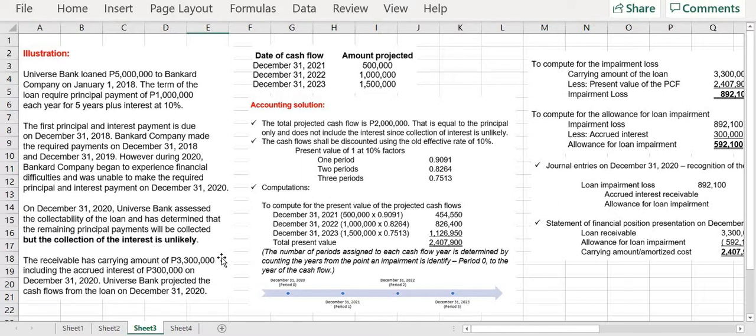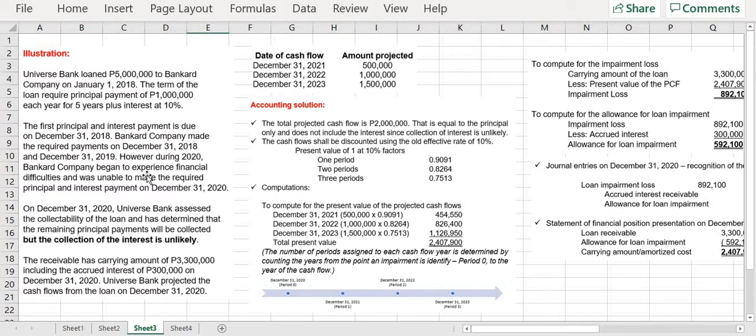So, paano kinuha si 3,300,000? Di ba, 5 million ang loan receivable, ang loan, okay? Less 1 million na binayad sa 2018, less 1 million na binayad sa 2019, that's 2 million. That's 5 million minus 2 million, kaya may 3 million ka na balance sa principal. Okay? Now, remember that for 2020, hindi nakapagbayad si bank card company kasi nagka-experience siya ng financial difficulty. So, 3 million pa rin yung balance na principal kasi hindi siya nakapagbayad.